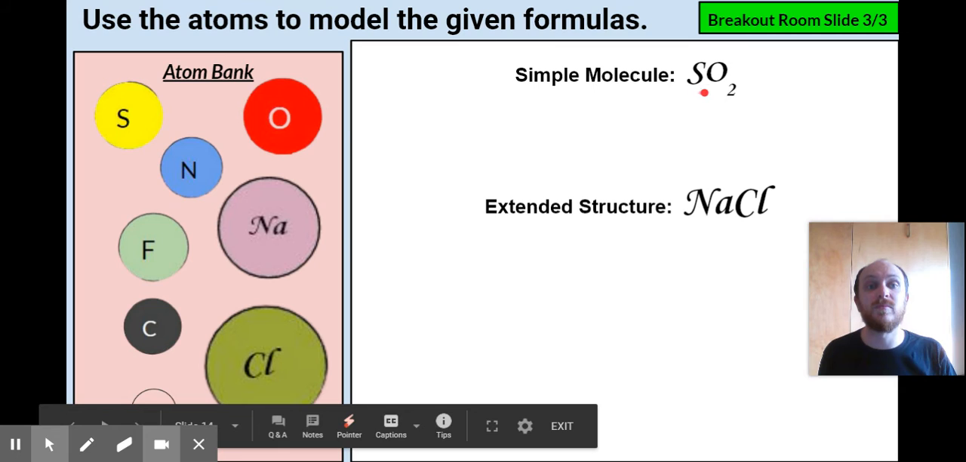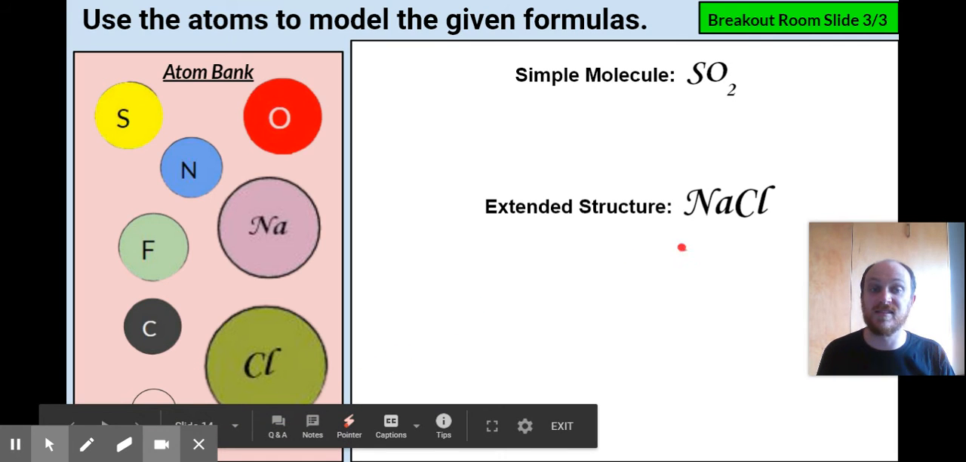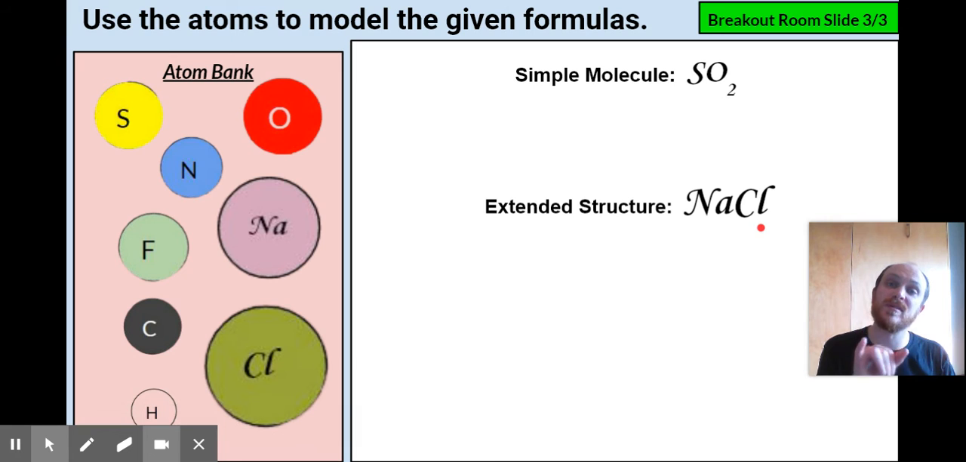A simple molecule, SO2, how do you model that over here? And then an extended structure, NaCl. Can you model an extended structure? That means taking NaCl and showing me the repeating subunits. That would be table salt, by the way, NaCl. Same stuff you stick on your eggs.